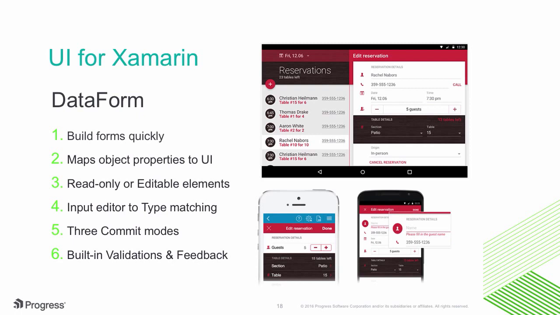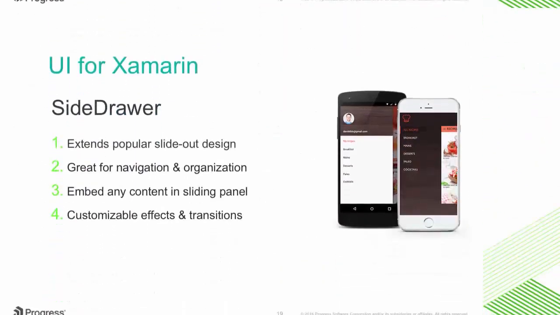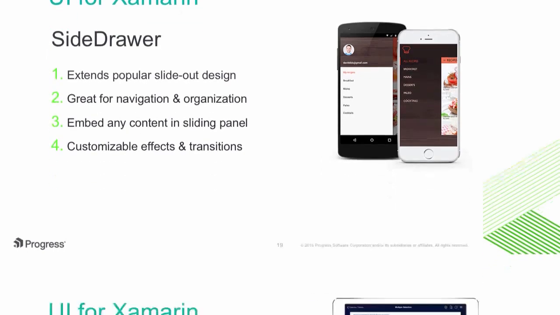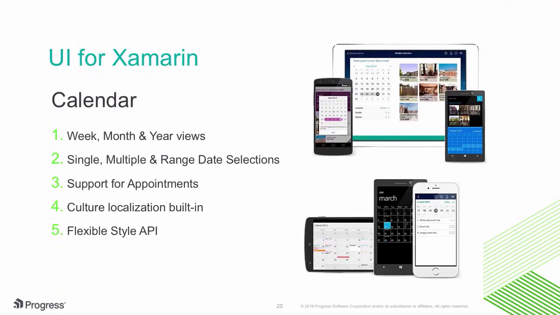You get UI elements that are matched to the data types in your object, and you get built-in validations for data entry. There is a beautiful side drawer which helps in app organization and navigation. You could embed any content in the sliding panel with customizable effects and slide-out transitions. There is a highly flexible calendar control with support for appointments and culture localizations built in. Now, these are just a few samples of the UI controls that you get with Telerik UI for Xamarin.